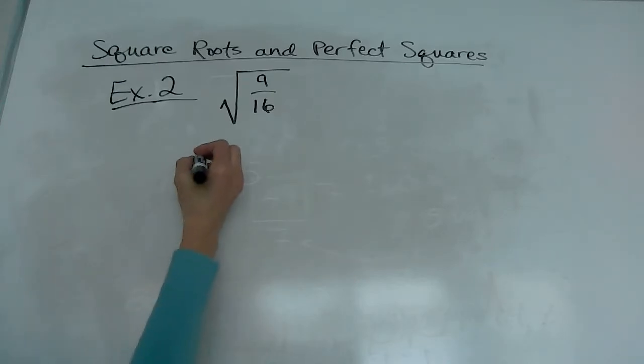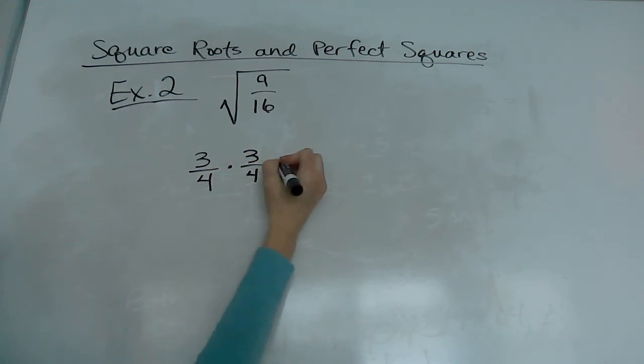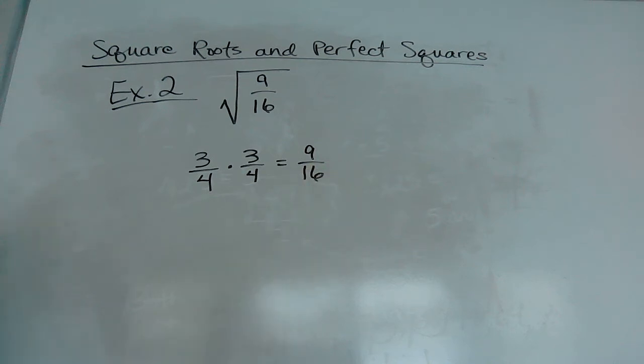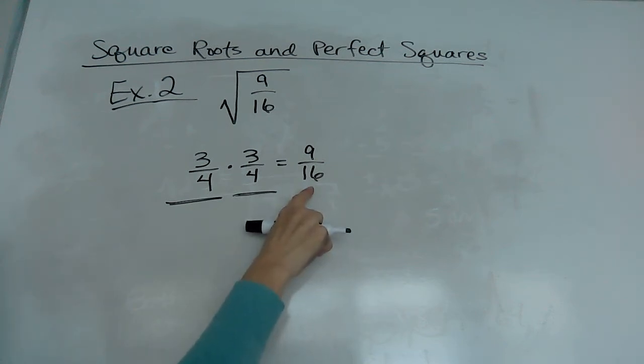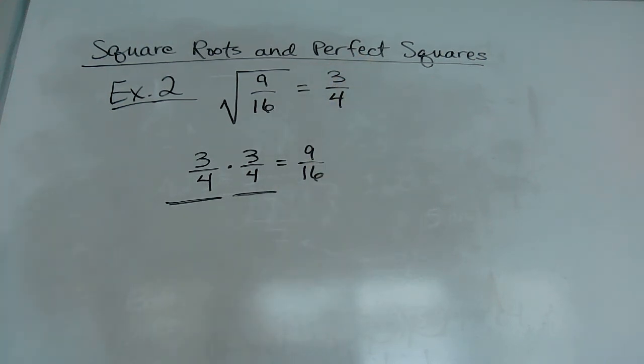So if we were to take 3/4 times 3/4, we would get 9/16. This times this, same number being multiplied together to get us this, tells us that the square root of 9/16 is 3/4. So don't let the fractions scare you. Don't look at it as a tricky problem. You just break it into pieces. The numerator is 3 squared. The denominator is 4 squared. So the square root of 9/16 is equal to 3/4.